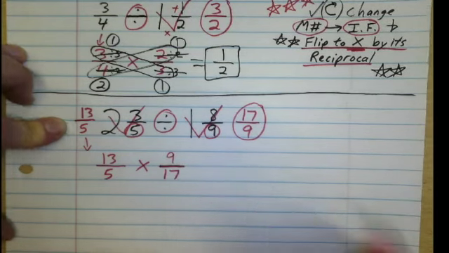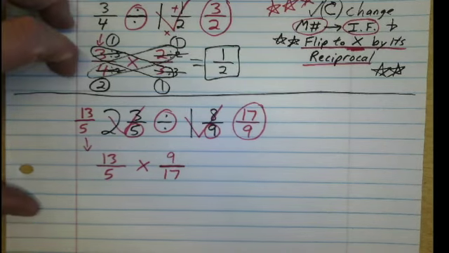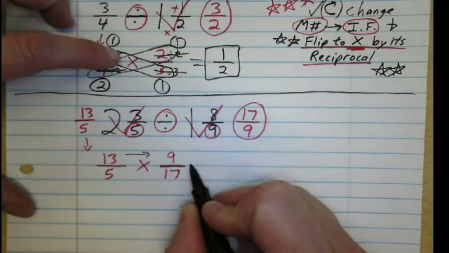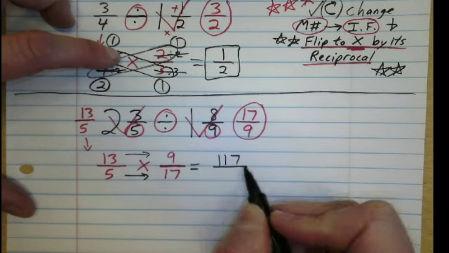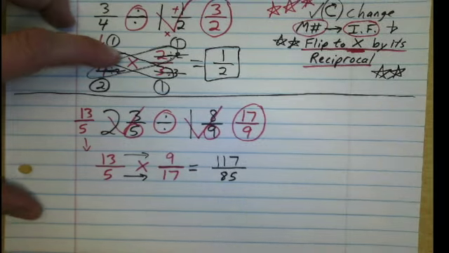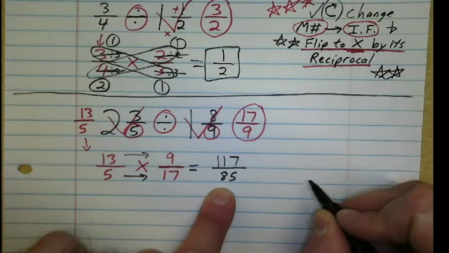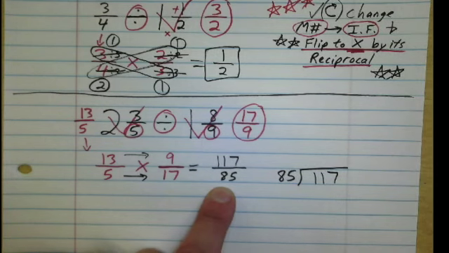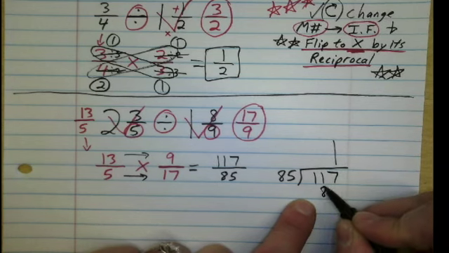13/5. Instead of dividing by 17/9, I need to multiply by its reciprocal, which is 9/17. Simplify and multiply. Unfortunately, none of these numbers simplify, and they're kind of large numbers, so I'll help you with the math. 13 times 9 on the top is going to give us 117. 5 times 17 on the bottom gives us 85. And this is improper, so we need to take the 117 and divide by 85, and I'll help you with the math again. 85 goes into 117 one whole time. That gives me 85.